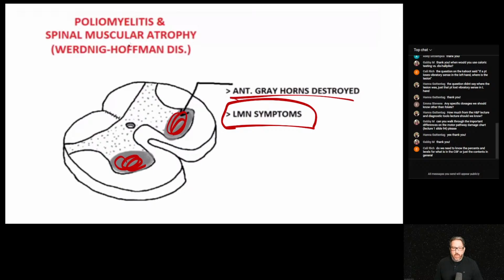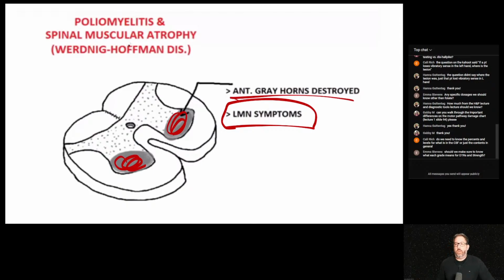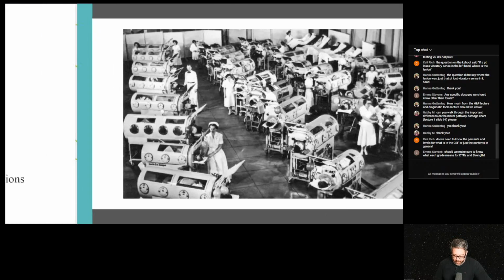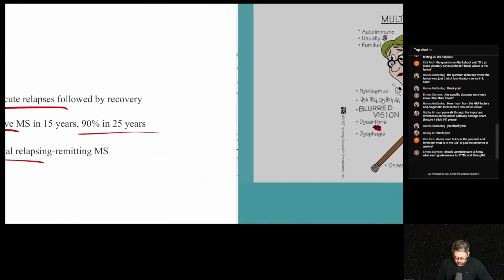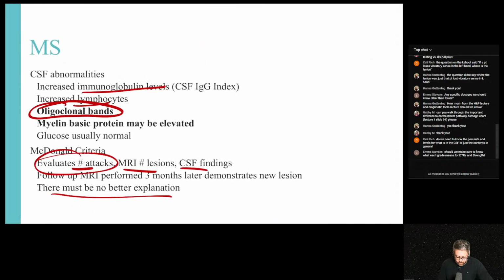Polio, lower motor neurons. You need to know, Callie, the contents. Just make sure you understand that glucose should be low. Protein should be low. Understand what things will show up in the CSF with certain diseases, especially with MS. Oligoclonal bands, make sure you understand that. That's going to be high in MS.